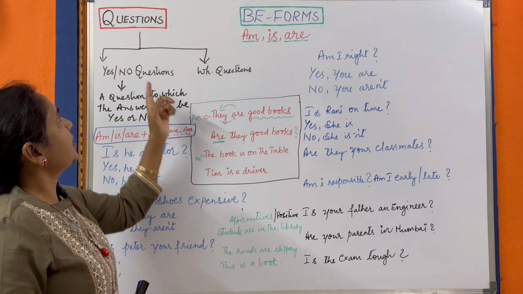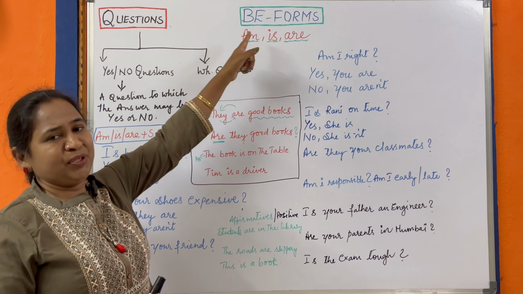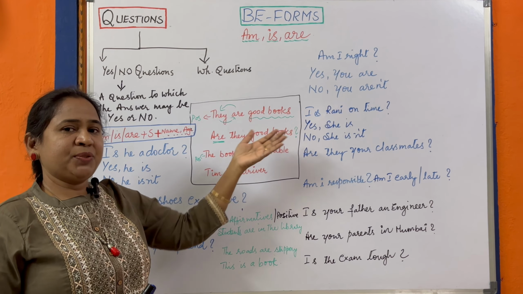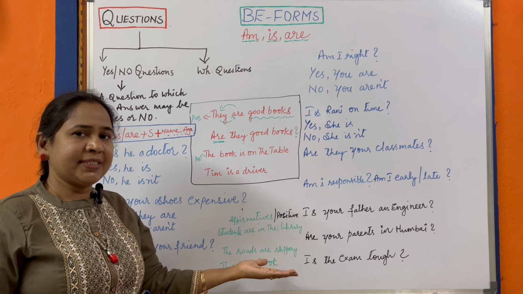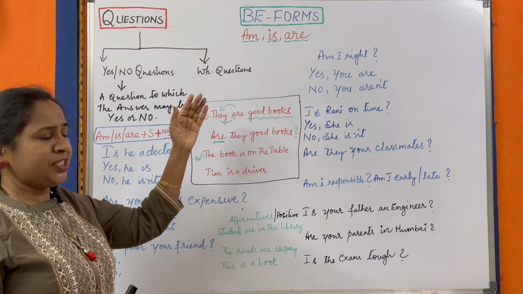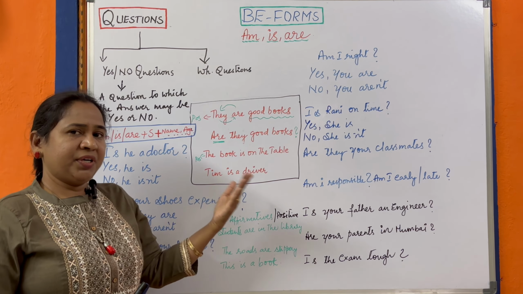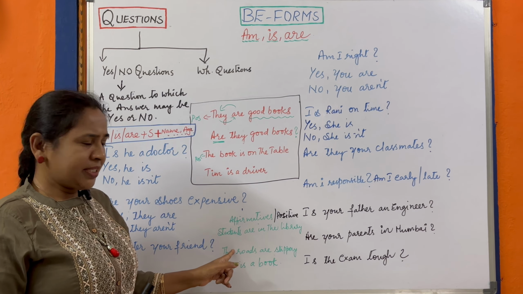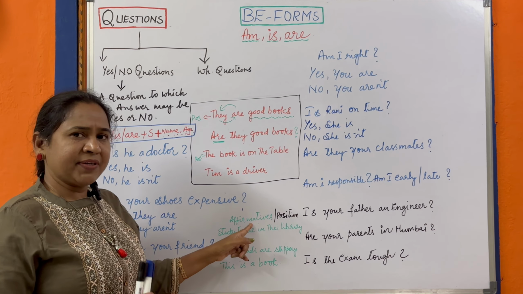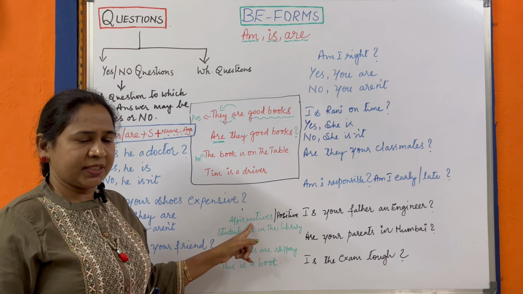Now today let us see questions with be forms. In the previous videos we have seen affirmative, that is positive sentences, and negatives, isn't it? Now today let us see questions. Before these questions, let us do revision of previous videos. Here I have given you some examples, that is affirmatives. Affirmatives are nothing but positive sentences, okay?